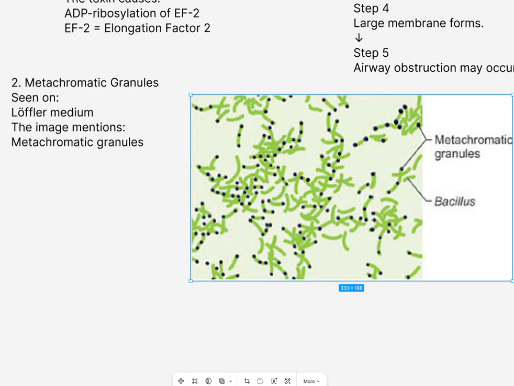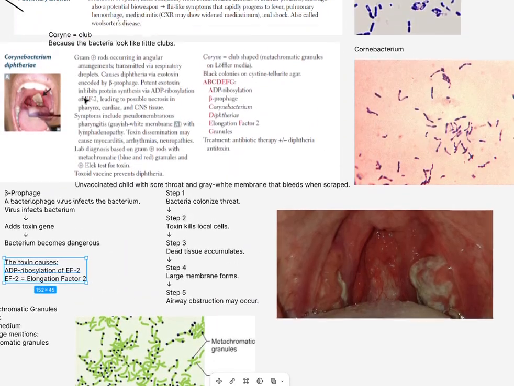It's also grown on cystine tellurite agar. It's mentioned that it produces black colonies. Why? Because the organism reduces tellurite. I guess that's enough for you. Let me see the tests that are mentioned.